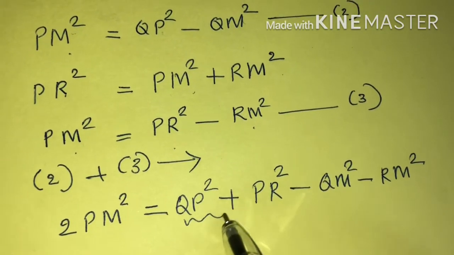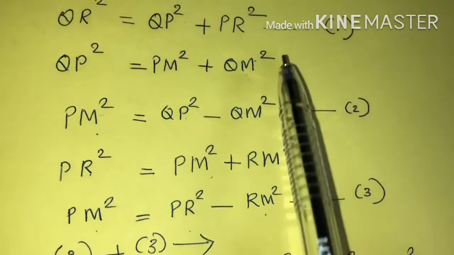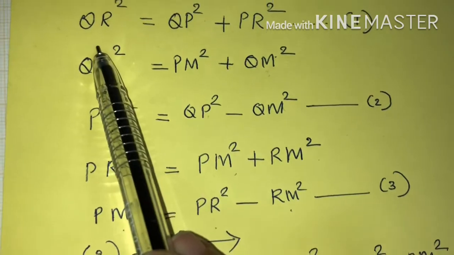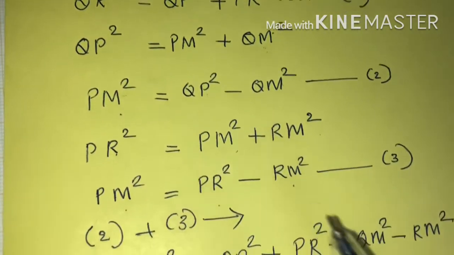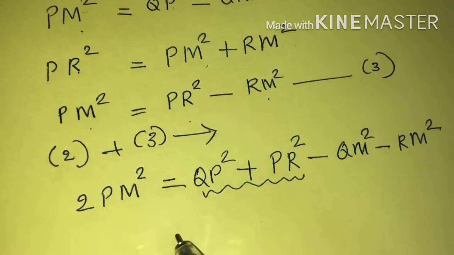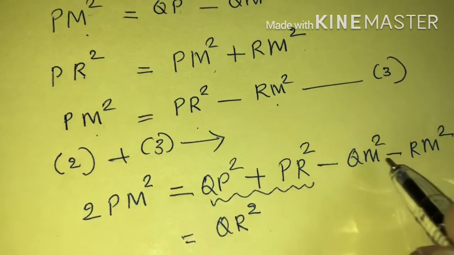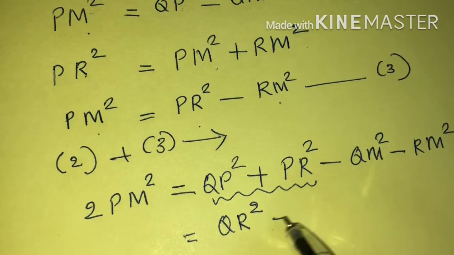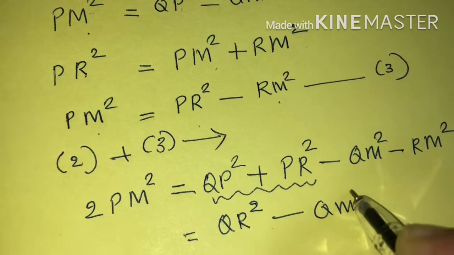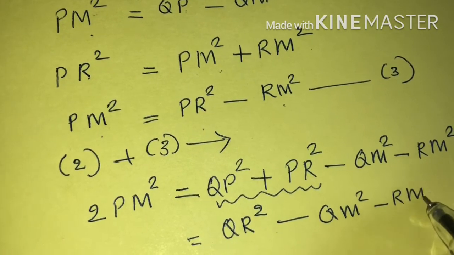Then we can see QP square plus PR square. We can replace using equation number 1 as QR square. So QP square plus PR square, we get QR square. Then the negative terms same, minus QM square minus RM square.